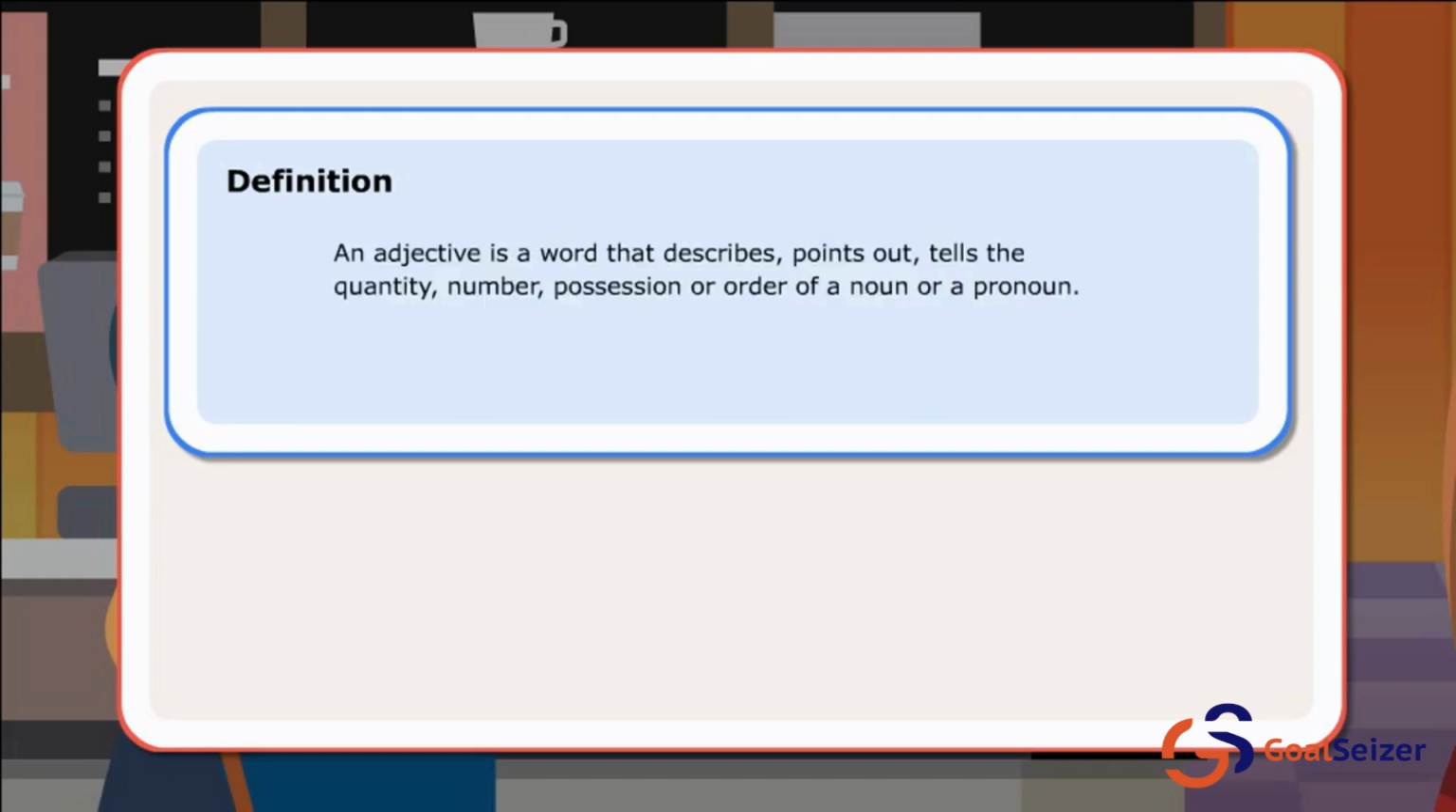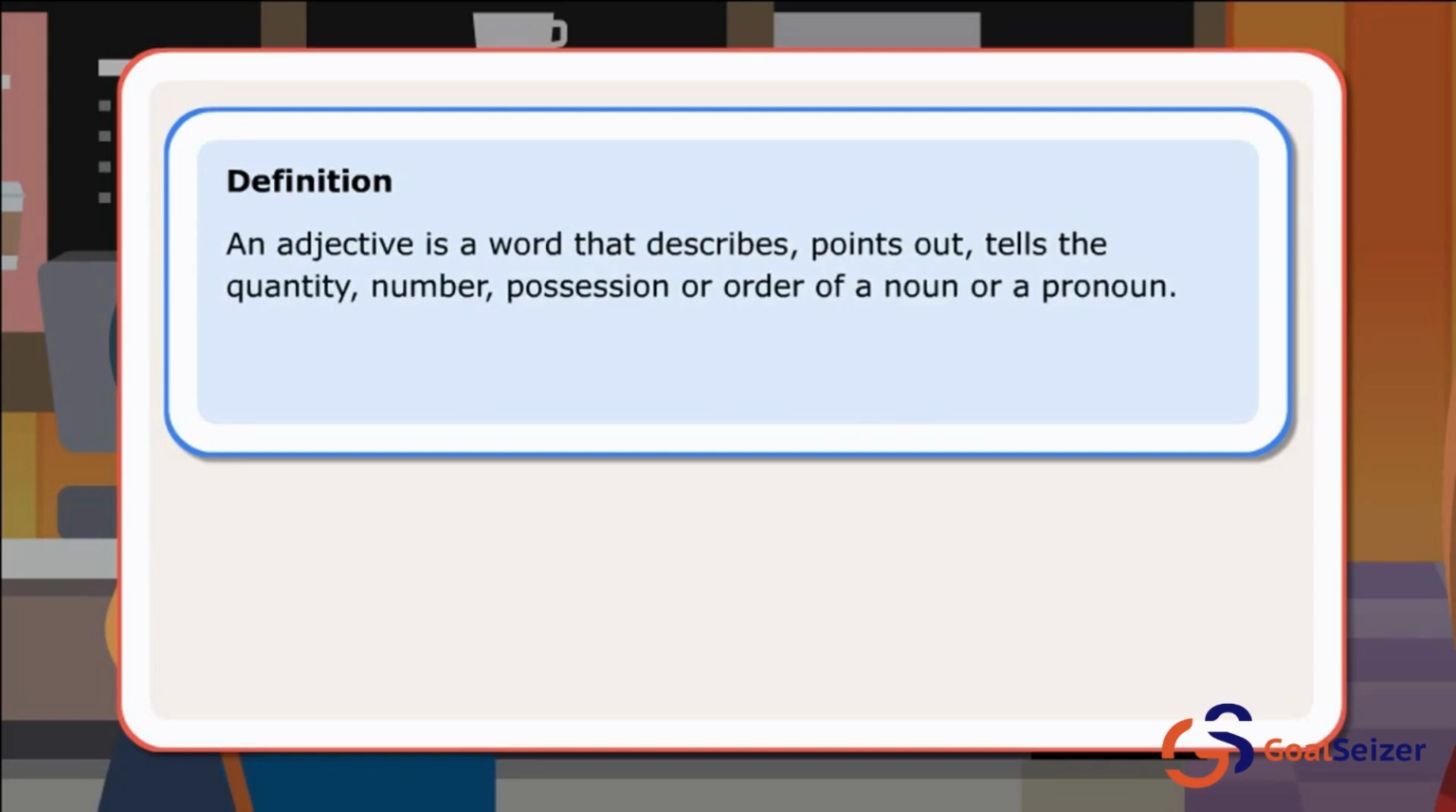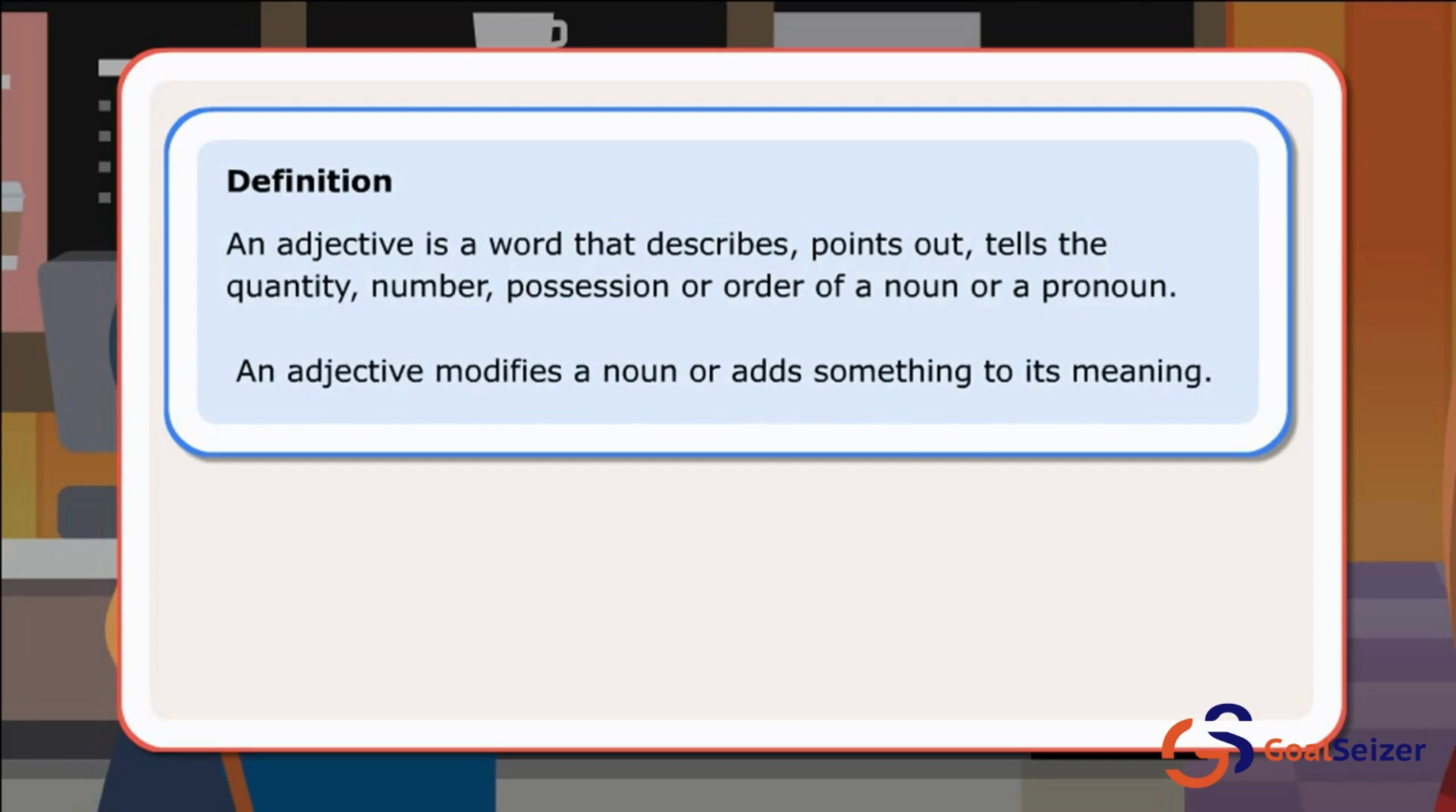Definition. An adjective is a word that describes, points out, tells the quantity, number, possession or order of a noun or a pronoun. An adjective modifies a noun or adds something to its meaning. Let us look at a few sentences.